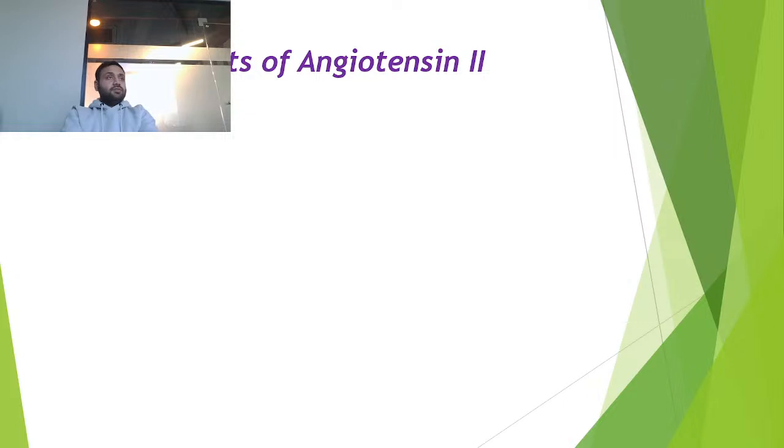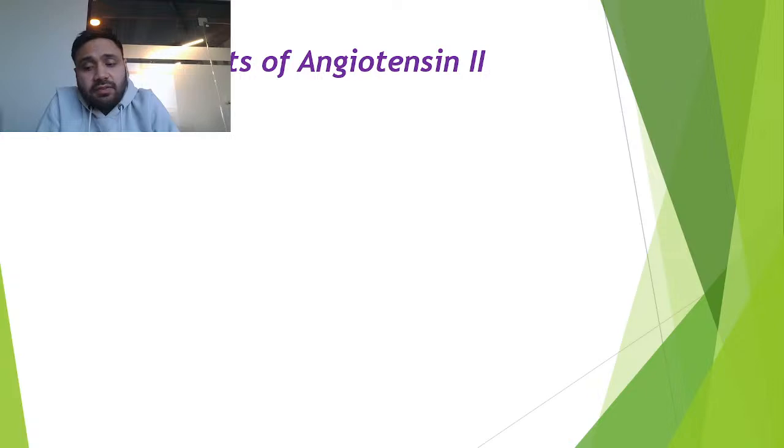And the effects of angiotensin 2. Angiotensin 2, as we discussed, is synthesized through a variety of chemical processes that occur in the body, finally in the lung, where angiotensin 2 is produced. Angiotensin 2 has two receptors. One is AT1 and the other is AT2. The AT1 receptors are responsible for the pathological effects seen in heart failure.